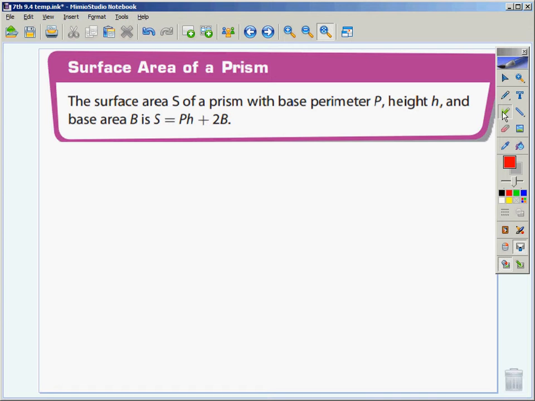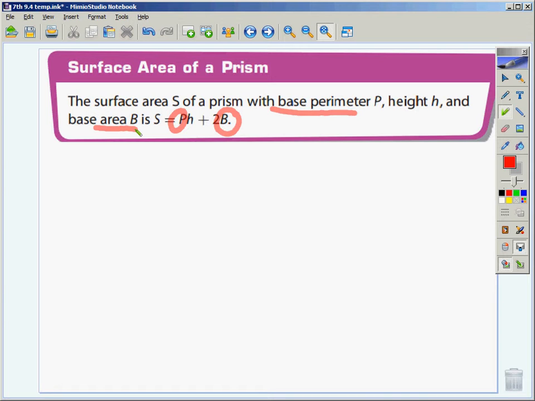Listen, this is what's important to know about the formula. What do the letters represent? Obviously, S is the surface area. This P and this B are coming from the same shape. It's the area of the base, and it's the perimeter of the base. If it was a cylinder, the base shape would be what shape? A circle. And instead of finding perimeter, we would find circumference.